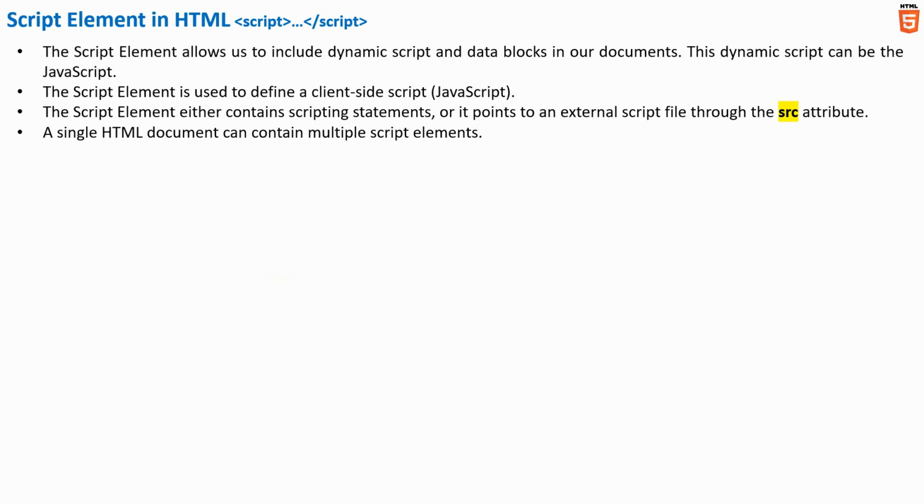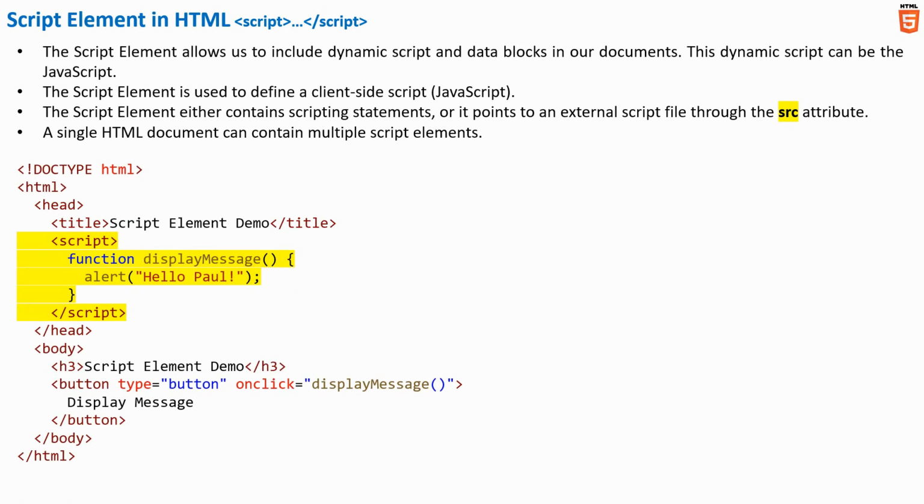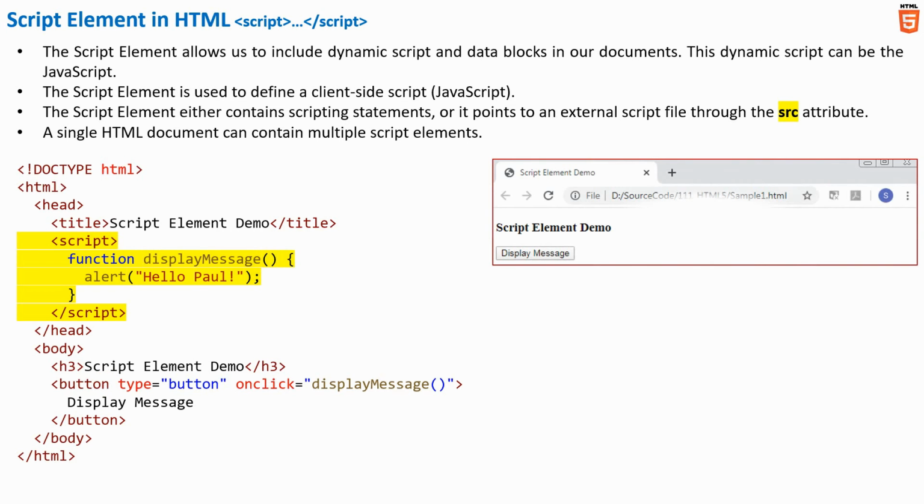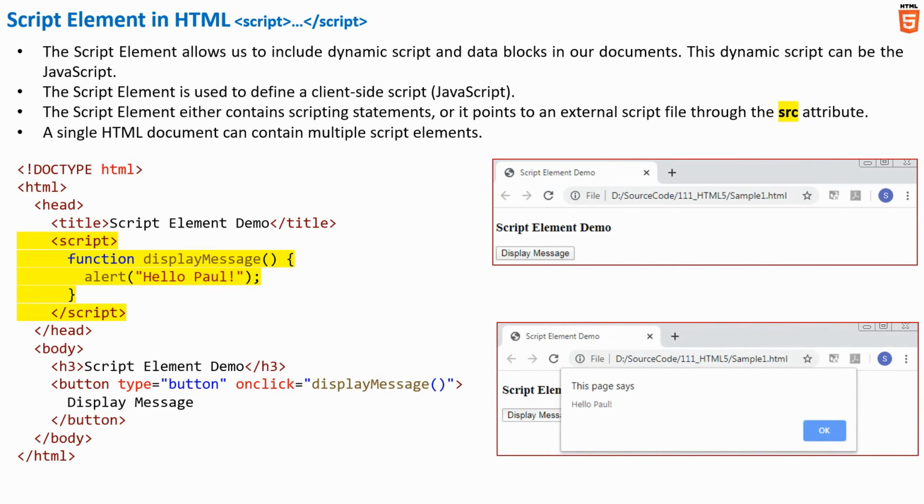the HTML document. Now let me quickly show you a sample code where we have used the script element, inside which we will have a JavaScript function with the name displayMessage. And this function, displayMessage, is called from a button which is available in the body section of our HTML document. Thus when this code gets rendered in the browser, we will get the output as shown here. And the moment we click on this button displayMessage, it will call the function displayMessage and will throw an alert with the message "hello Paul".